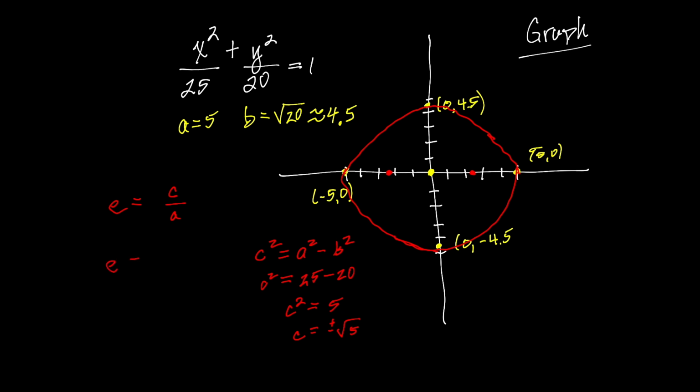In any event, square root of 5 divided by a, which is 5, I'm going to punch this right into my calculator, and as I suspected, it's closer to 0 than it is to 1, which means it's closer to being a circle. A circle is actually a special form of ellipse. Its eccentricity would be 0.